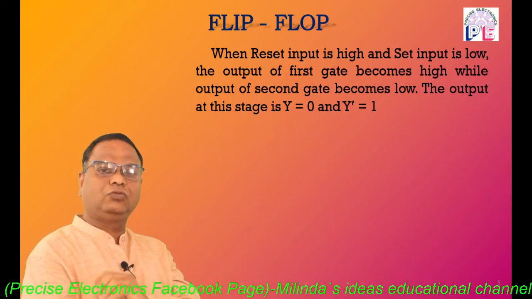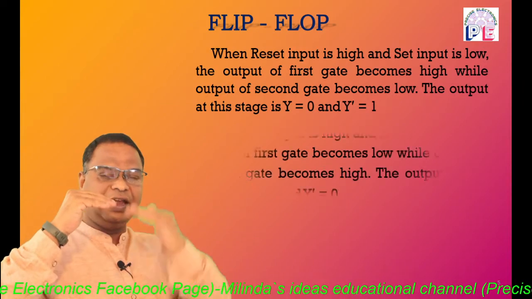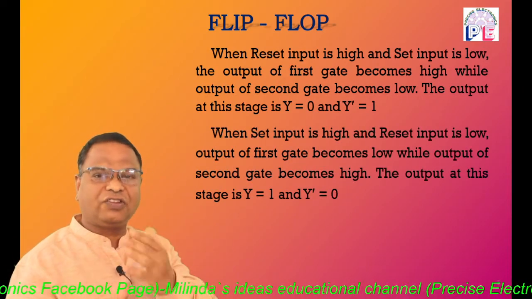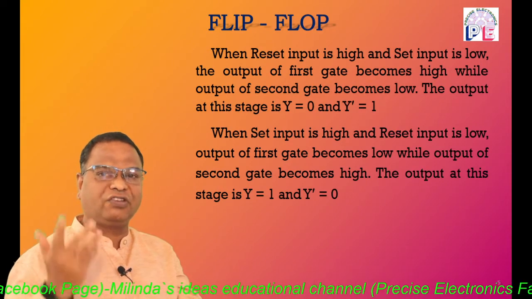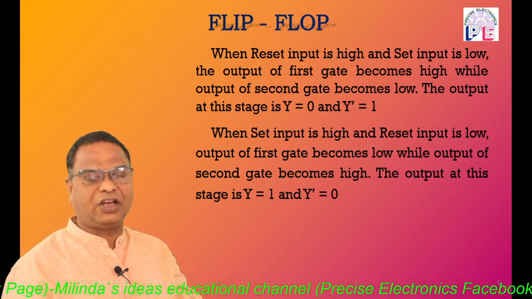That is the second case. Now what is the third case? That is, set input is high and reset input is low. As the set input is high, the output of the first NAND gate becomes low, while the output of the lower NAND gate becomes high.